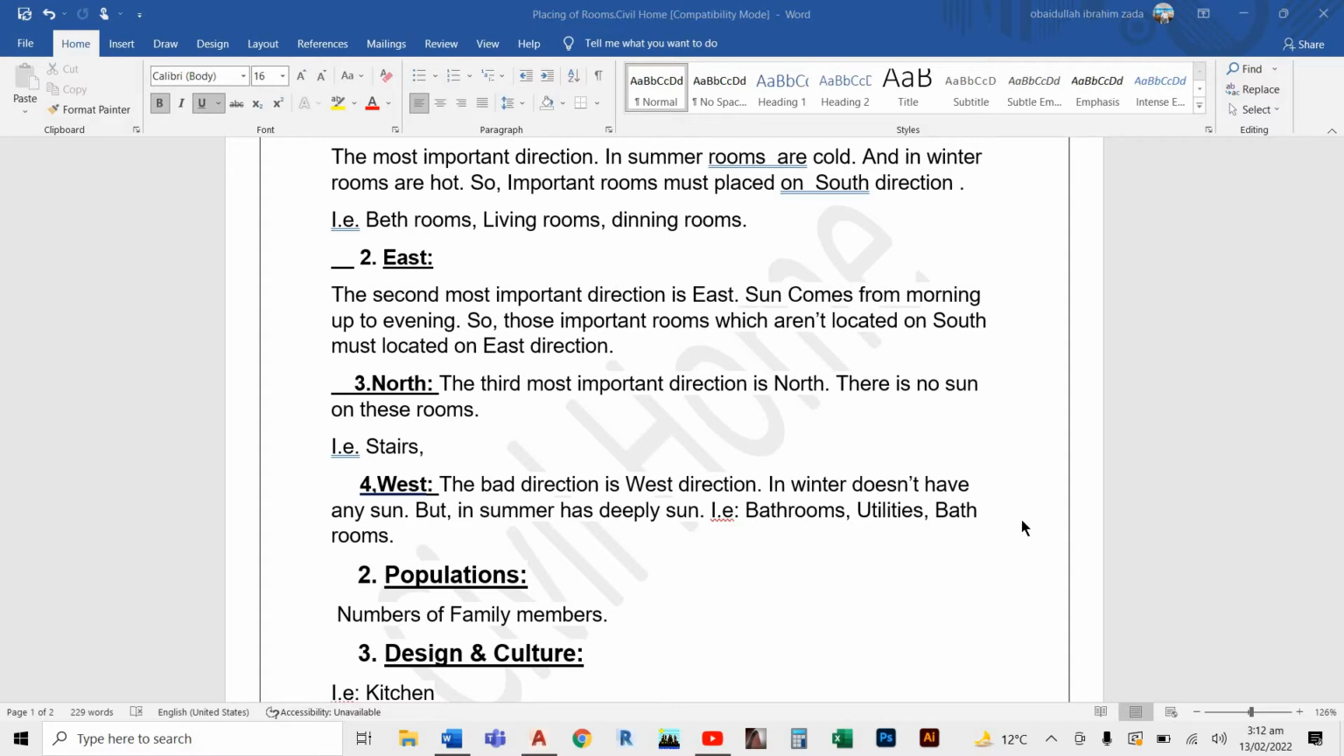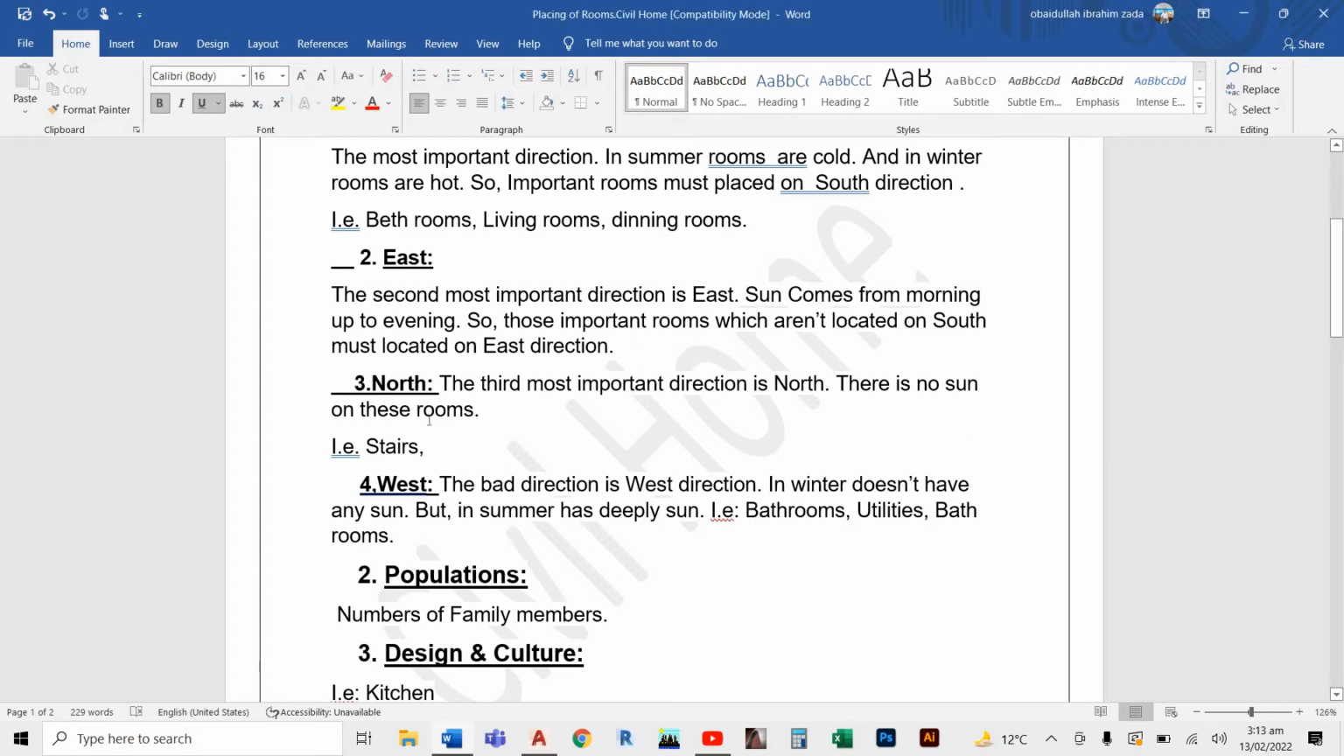And the bad direction is called west direction. Why is the bad direction called west direction? Because in winter it doesn't have any sun, but in summer it has deep sun. So we have to place the rooms that we don't need every day there. For example, utilities, a place for storage, and the bathroom. Actually, we don't need sun for the bathroom.